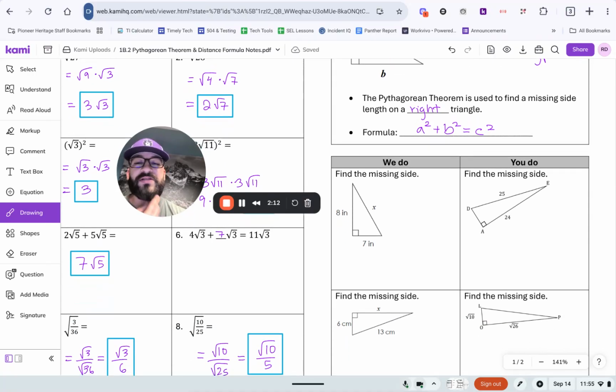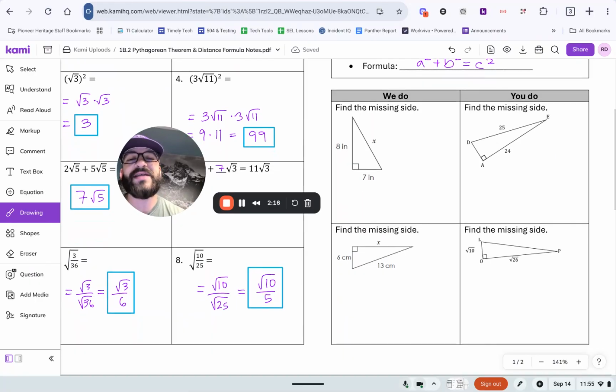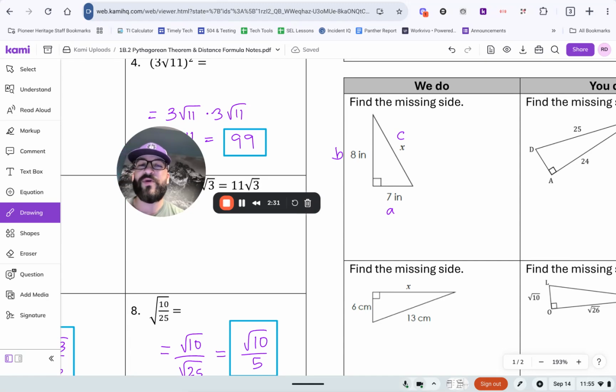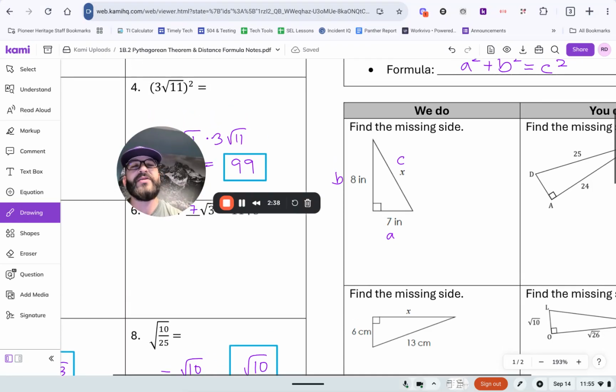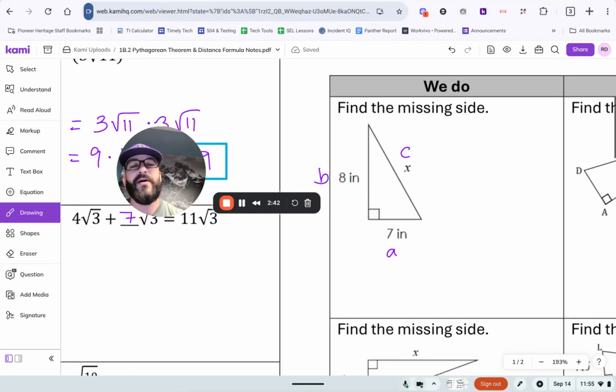Okay, so let's do a couple of we do's real quick, and I'm going to let you try those you do's. So we want to find the missing side. So we have 7 and 8 as our two legs, and x as our hypotenuse, which we don't know. I like to sometimes label the sides just so I know which one is which. So we have A and B, but we are looking for that C. And remember, the way I know that these are legs is because they are the sides with our right angle. The hypotenuse is always that side that is across from the right angle.